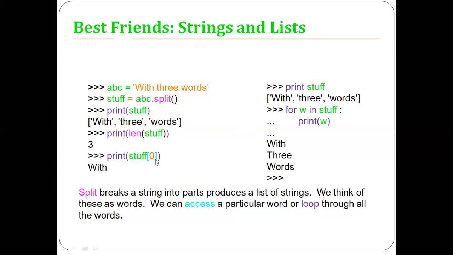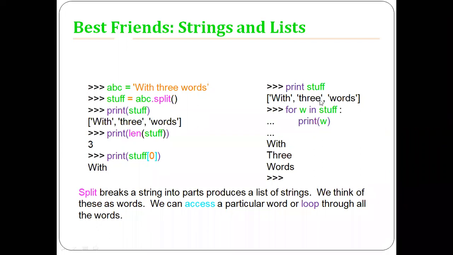So to know the element at the 0th index, we use print stuff of 0. So the value at index 0 is "with", right? So you have print stuff, which is something like this.